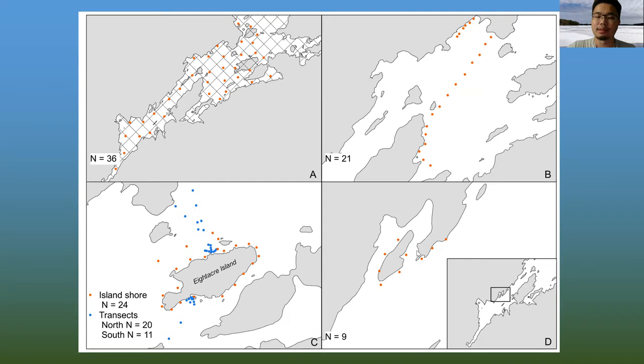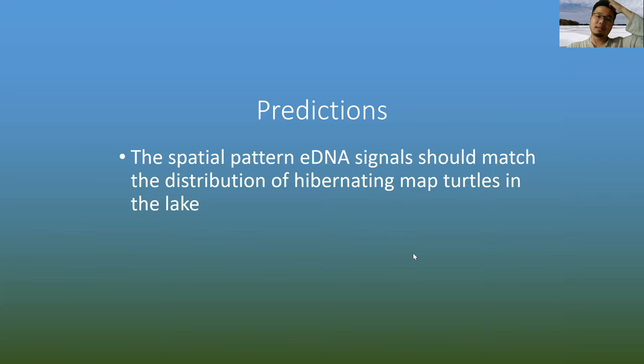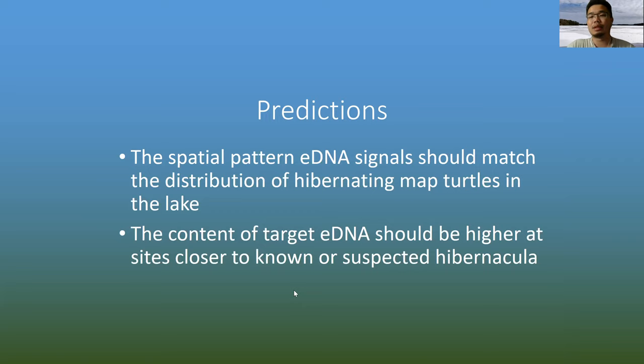Okay. So my predictions for the study are in two parts. The first part is that the spatial pattern of eDNA signals will match the distribution of hibernating turtles in the lake, which means if at a particular spot turtles are hibernating under the ice, I will detect DNA signals on top of the turtles. If there's no turtle, I should not detect any DNA signals. On top of that, I predict the amount of target DNA should be higher at sites closer to known or suspected hibernation sites. So if you get closer, you get higher DNA. If you get further, you get less DNA.